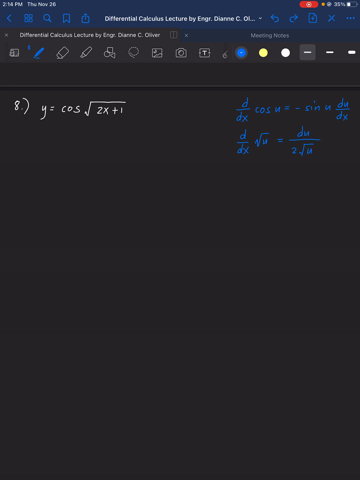Since the u here has a square root, meaning if we get the derivative of u later on, we will be using this pattern. Okay, so for the derivative of square root of u, that is equal to derivative of u over 2 square root of u. Okay, so let's execute the pattern.